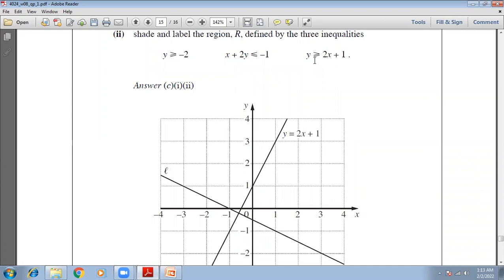Then it says y more than or equal to 2x plus 1. So this line is already drawn here. So crocodile's mouth is towards the y. So the area above this line is the required area.